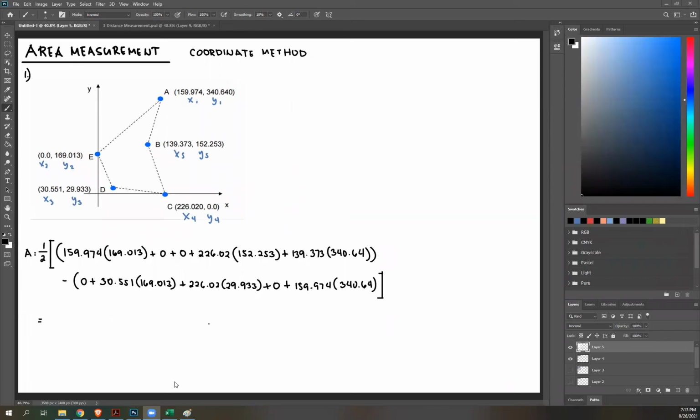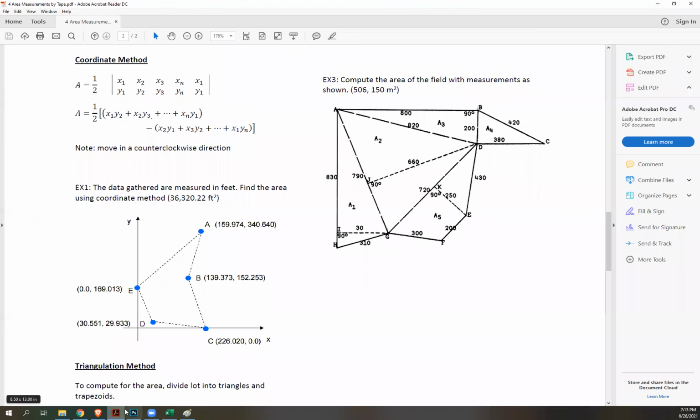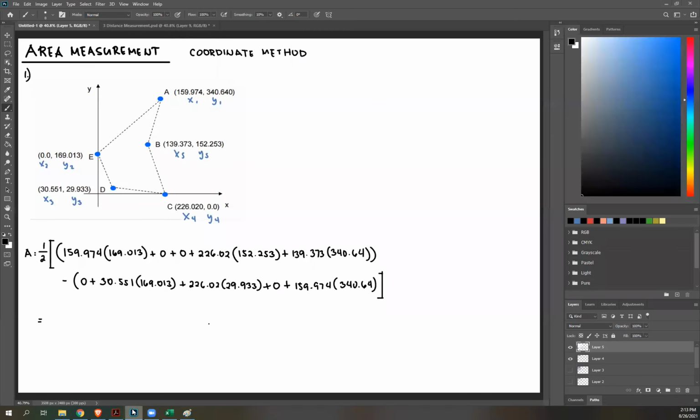Okay, we're not getting the 3,000 thing. So what did we do wrong? X1, y1, ... xn, yn. So it's not supposed to be this. So 151,974 times... it's not 340. It's yn. Right. So 139 times 0. Cancel 159 times 152.253. Okay.